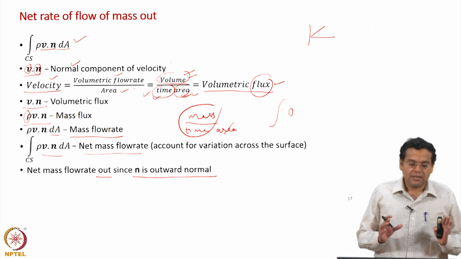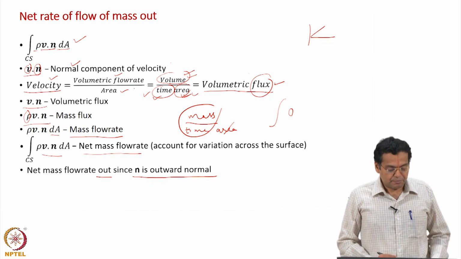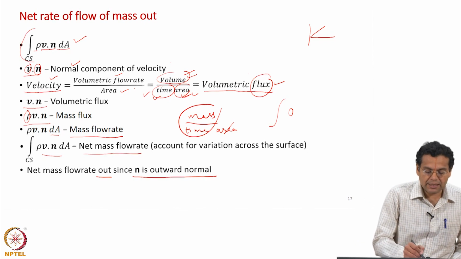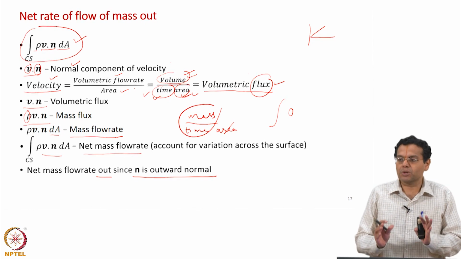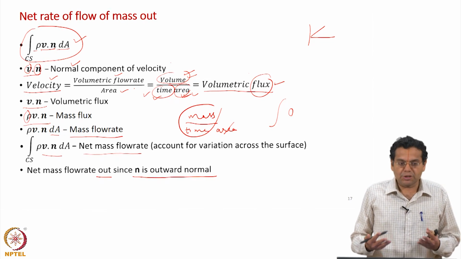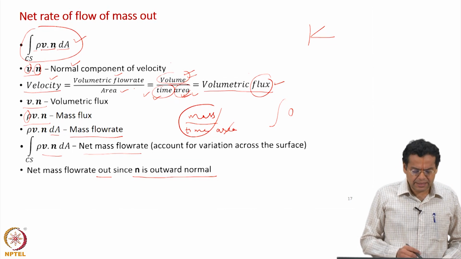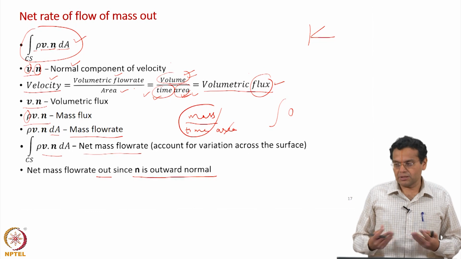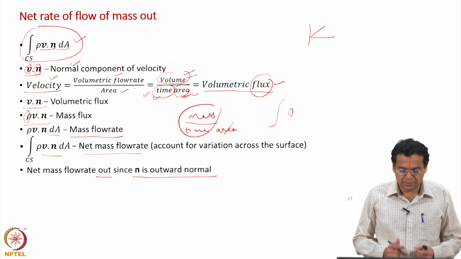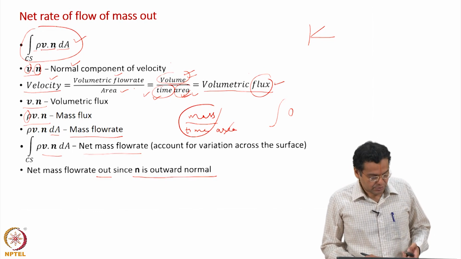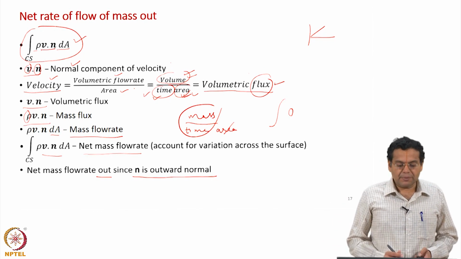So, always remember that this quantity, the integral quantity, represents mass flow rate, a very well known quantity to you from your process calculation, much more general than what you know. Okay. And it is the net mass flow rate leaving the control volume through the control surface, because n by convention is the outward normal. Okay. So, that is the way of interpreting this integral.